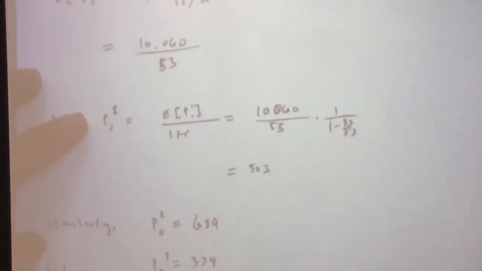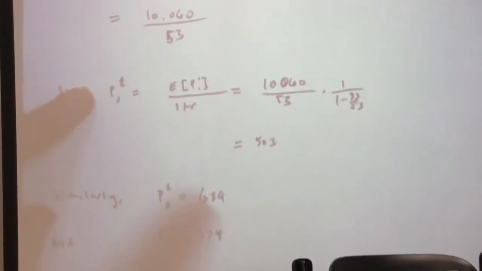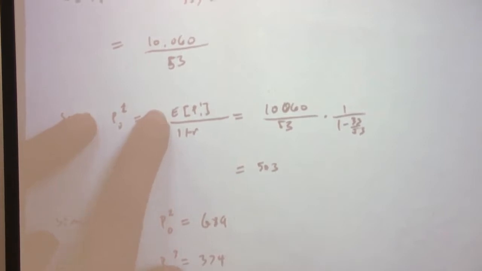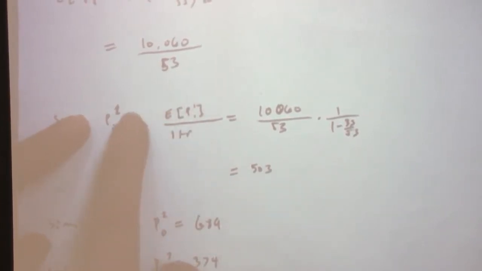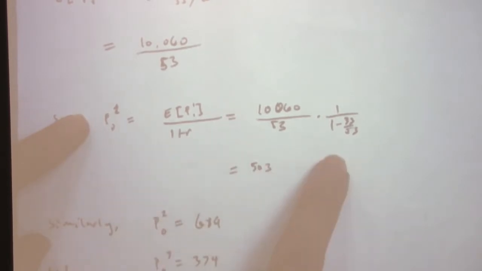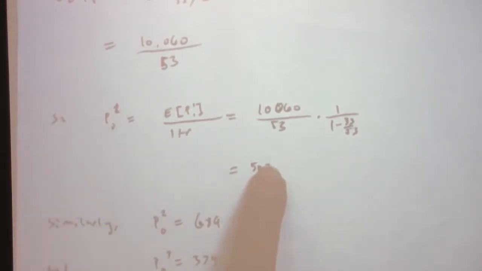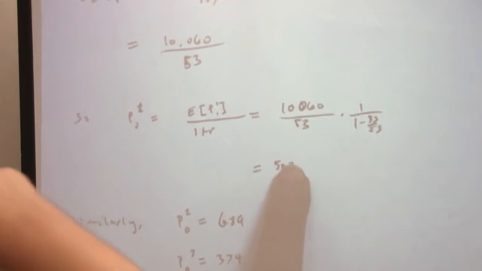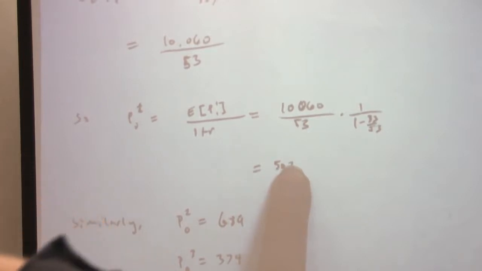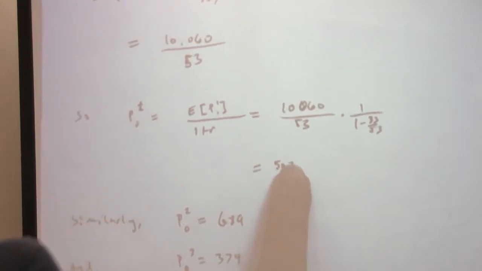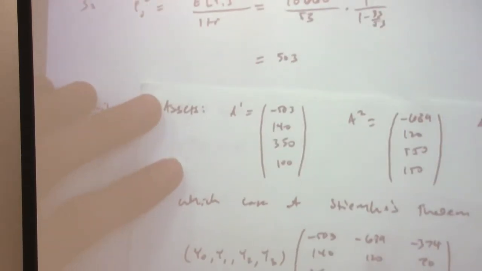And so what is the price of asset one at time 0? Well, it's the price of asset one at time 1, which is the weighted average that we just computed, discounted back to the present. You go through and do that calculation, you get 503. In this asset one, you can get 140, 350, or 100, depending on the state. And so what is that 503? Well, that's what we paid.